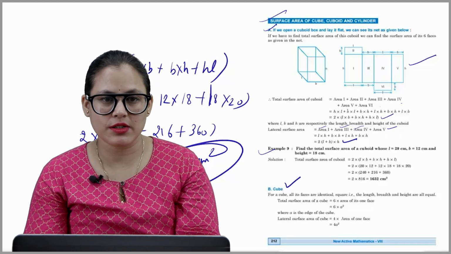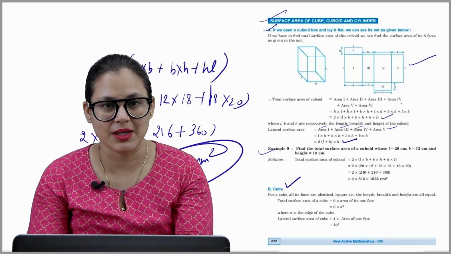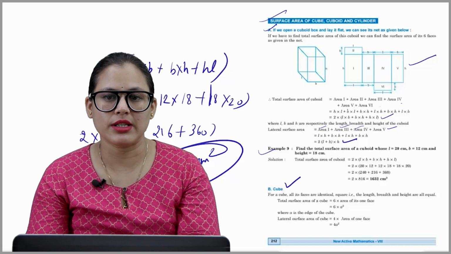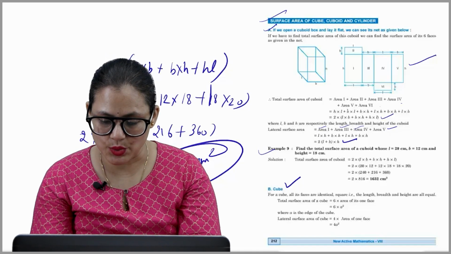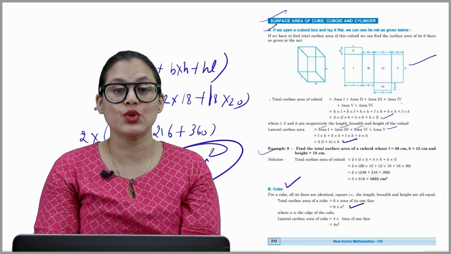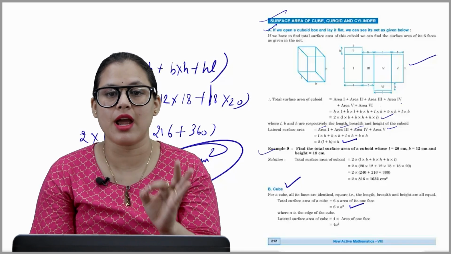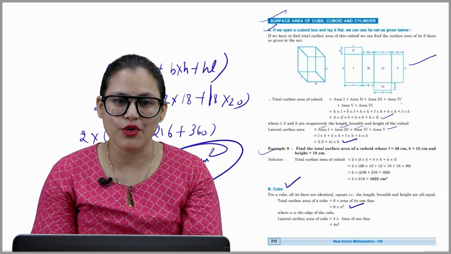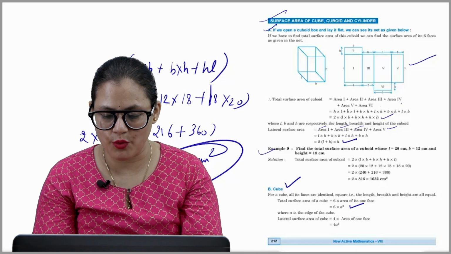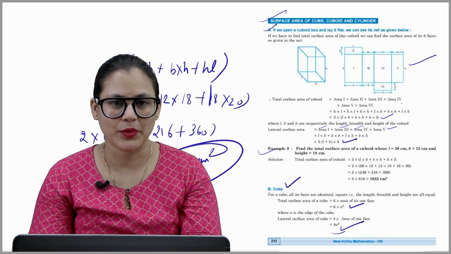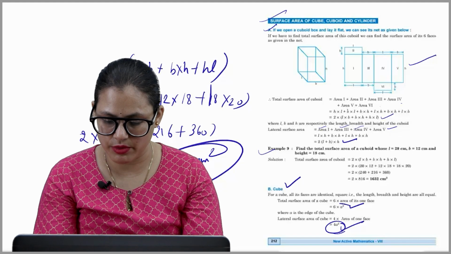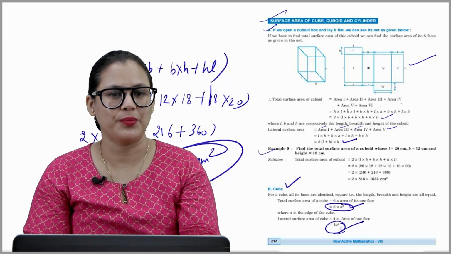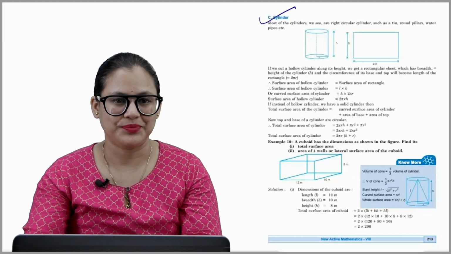Next, B, cube. For a cube, all its faces are identical, meaning the same square, that is the length, breadth and height are all equal. So the total surface area of a cube is 6 into the area of one face, that is 6a square, where a is the edge of the cube, and the lateral surface area of a cube is 4 into the area of one face, that is 4a square. This is the formula of lateral surface area and this is the formula of total surface area of a cube.